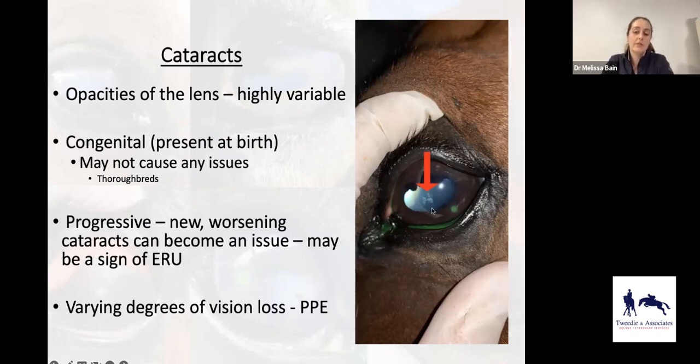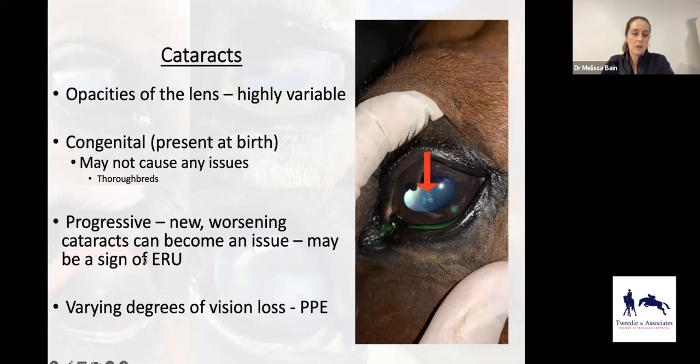They can be really highly variable. Sometimes they are tiny, and sometimes they can be fairly extensive. More often than not, they're present at birth, particularly in thoroughbreds, and don't cause any issues. It's just something to be aware of. This is why we always check horses' eyes at pre-purchase, so you guys are aware of any sort of cataracts or anything at the time of purchase.